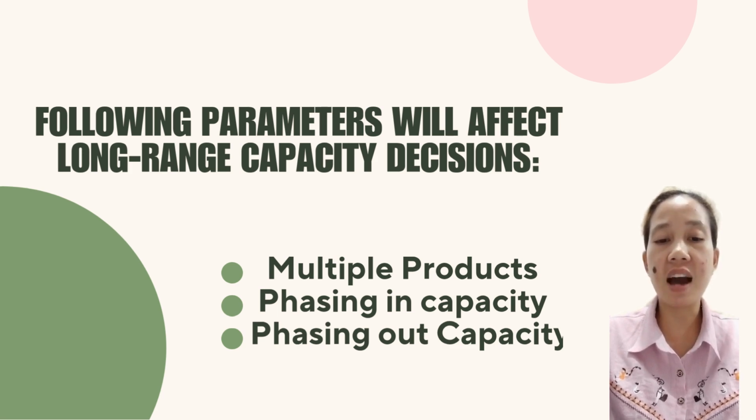Third is phasing out capacity. Old machines and factories cannot keep up forever. When shutting them down, companies should do it carefully, like resigning workers, transferring them, or giving compensation to reduce the impact on people and the community.